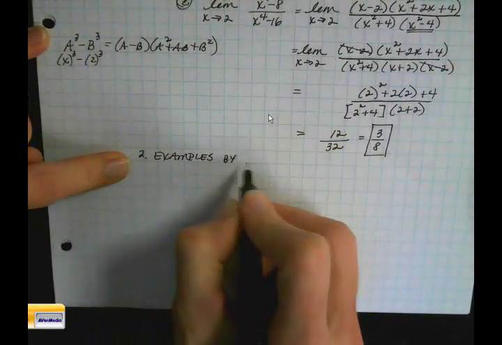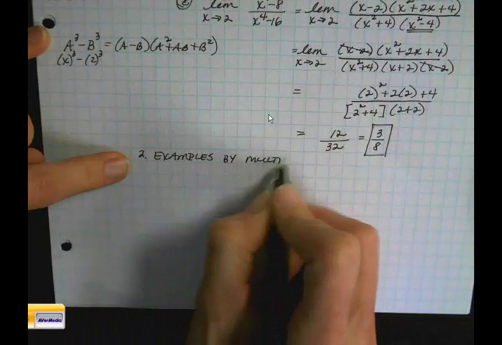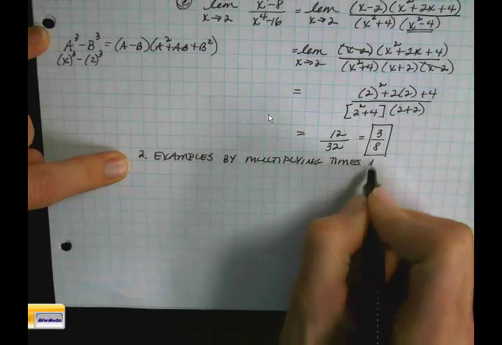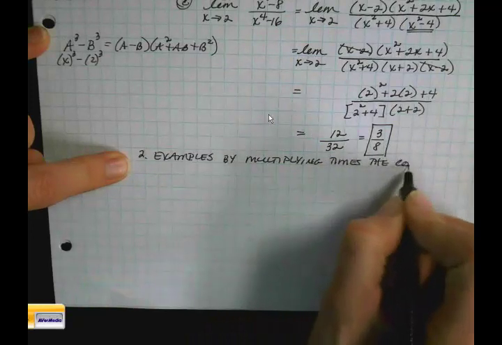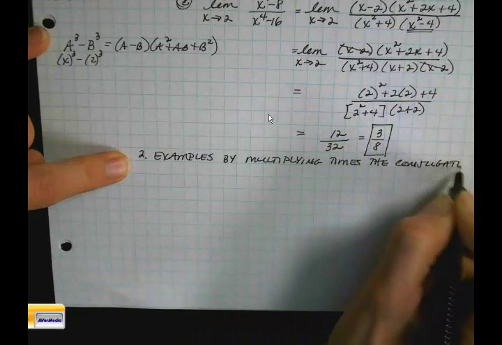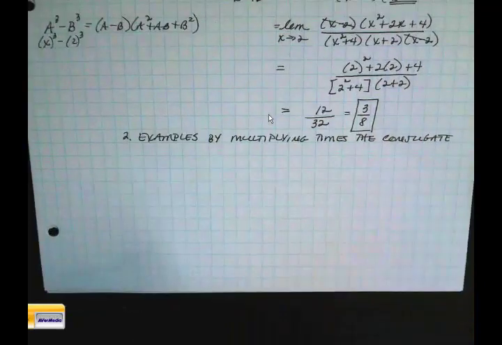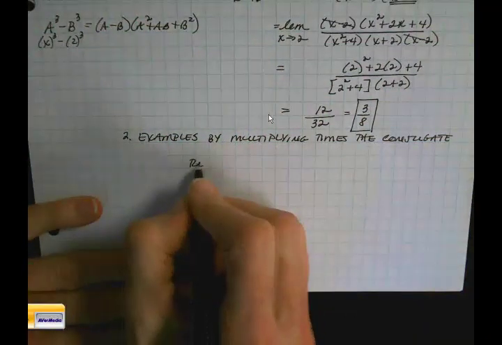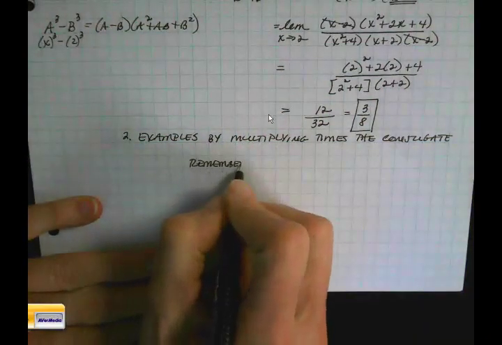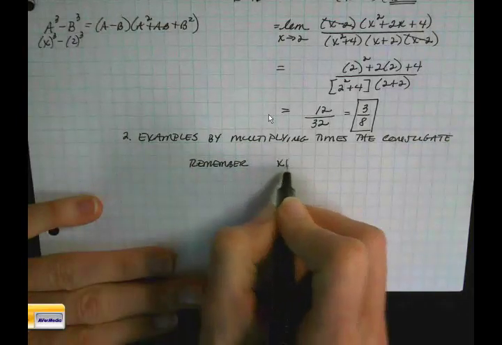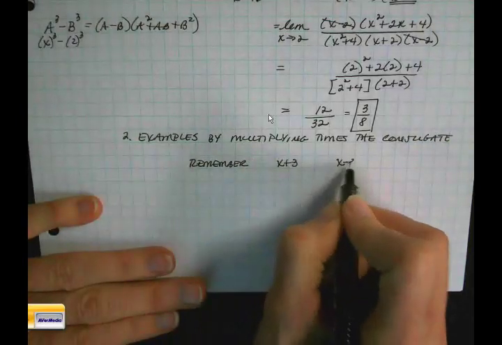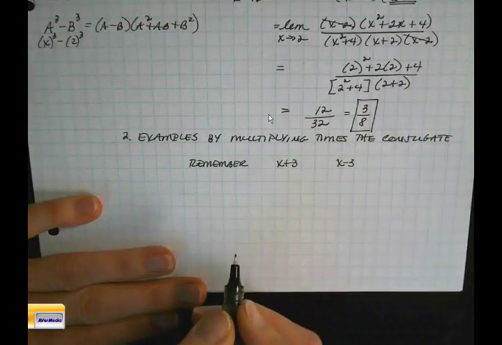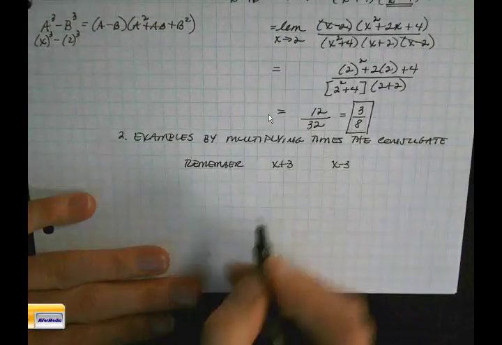By multiplying times the conjugate. Okay, multiplying times the conjugate. So very briefly, do you remember what the conjugate was? Remember, if you have x plus 3, the conjugate is x minus 3. They're conjugates of one another. One's a plus and one's a minus. And what happens when you multiply something times its conjugate?